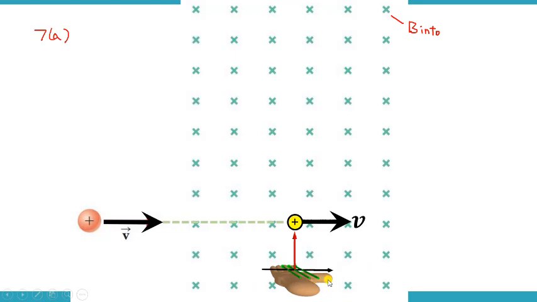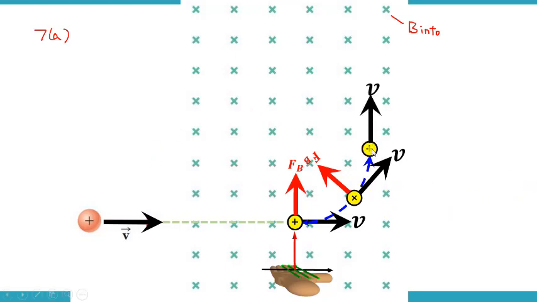Our thumb points to the right, aligned with the direction of v. Our fingers point into the page, showing that B is pointing into the page. We will see that our palm is facing upwards, so the direction of the force is upwards. Due to the action of this magnetic force, the motion of the proton will be bent upwards.